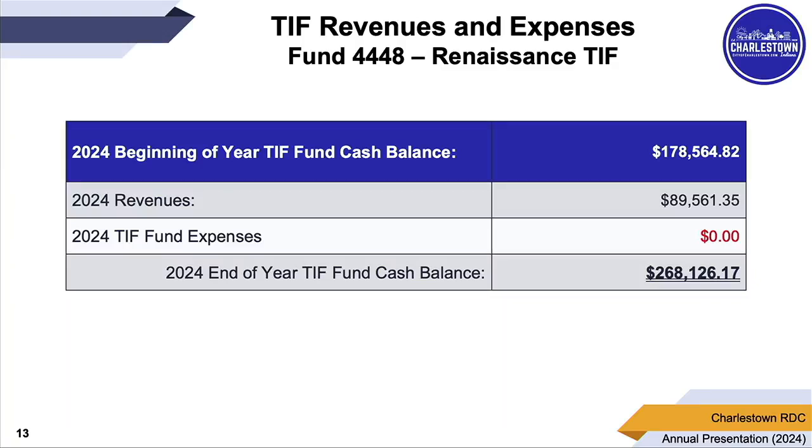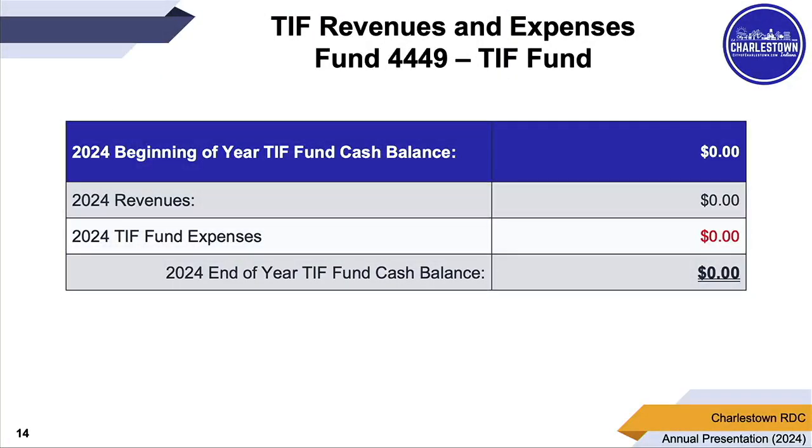The Renaissance TIF, again, that was the ARC project. You can see what the cash balance is, what the revenue is, and it's held steady around $80,000 to $90,000 over the last several years. And so that's the balance in that TIF fund.